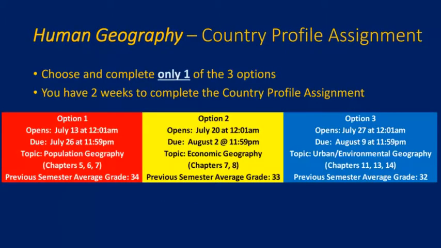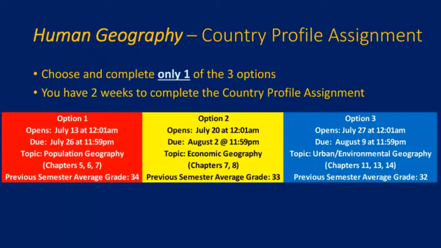Now let's look at the country profile assignment and explain it a little bit more in depth. You have a choice. You can do option 1, option 2, or option 3, but you can only do one of them. So none of this, well, I did option 1, I didn't like my grade, so can I do option 2? No. You only get one shot at this. So choose and complete only one of the 3 options.